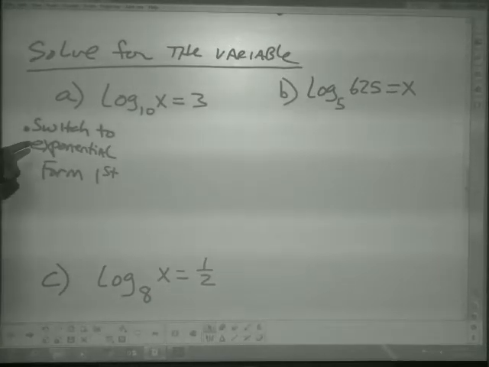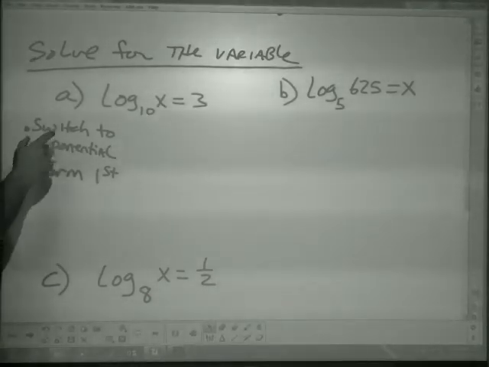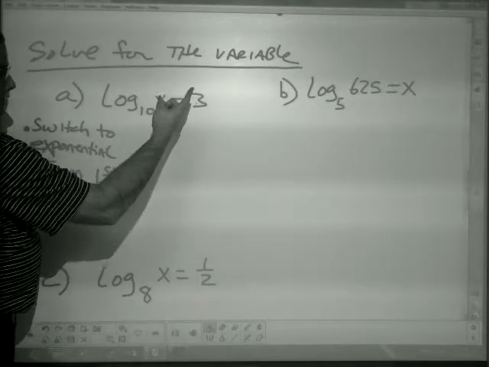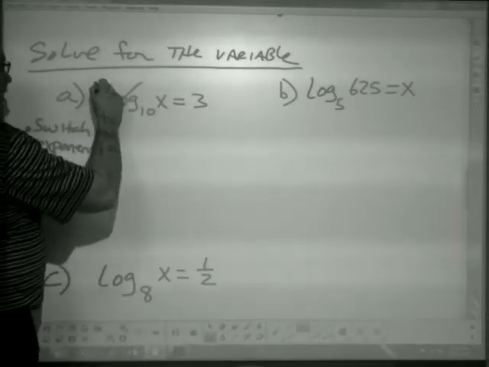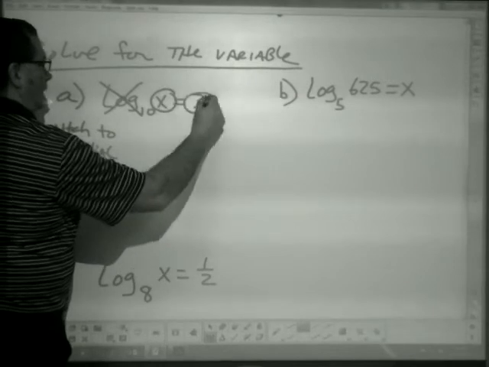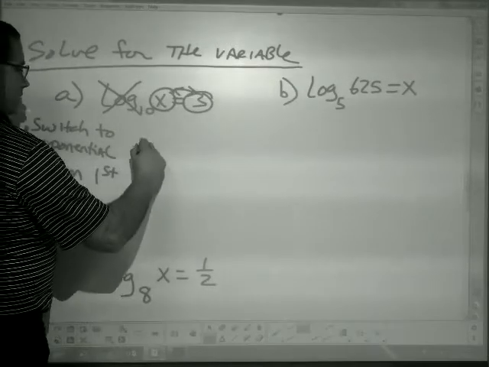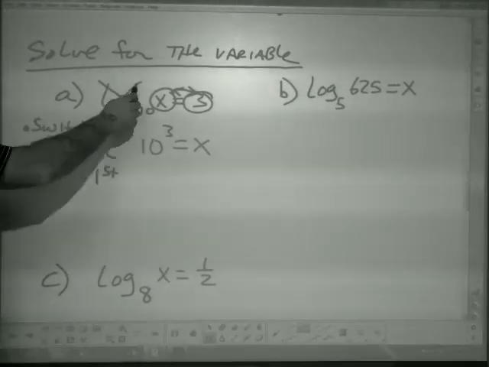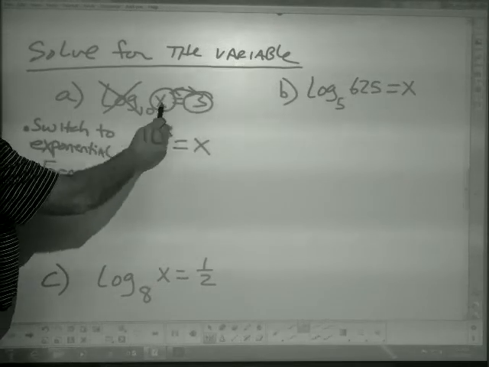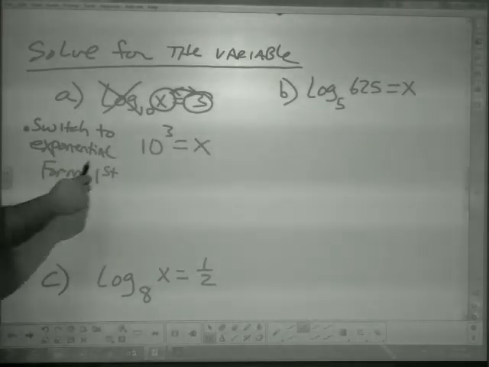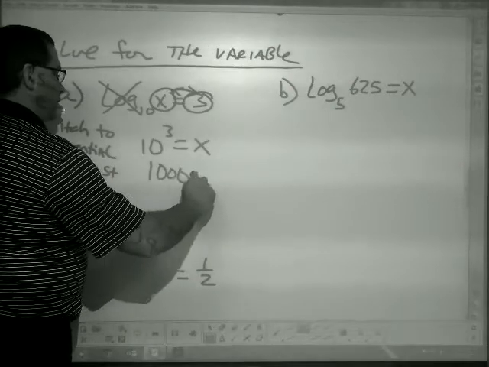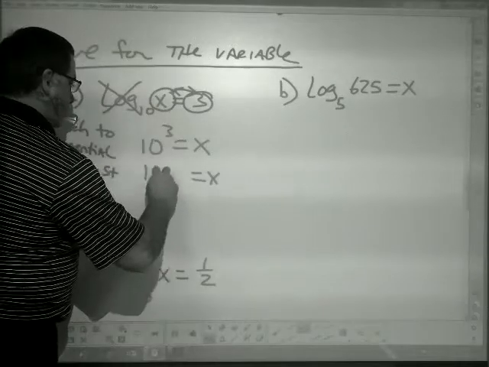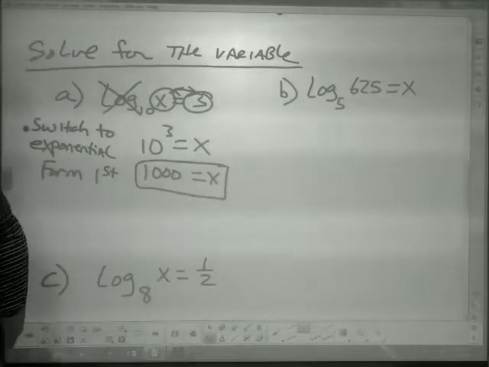Well, first you need to switch to exponential form. So you need to do what we did in the first day, which is take away the word log, trade your exponent and your answer. So I'm going to take away the word log, and I'm going to take these two items and switch their places. So I get 10 to the 3 equals x. Leave the base. Well, 10 to the third power I know is 1,000. And there's your answer. Solved.